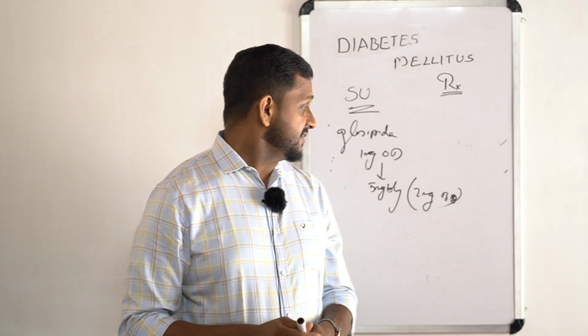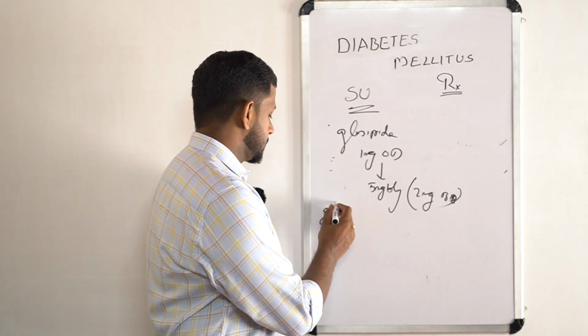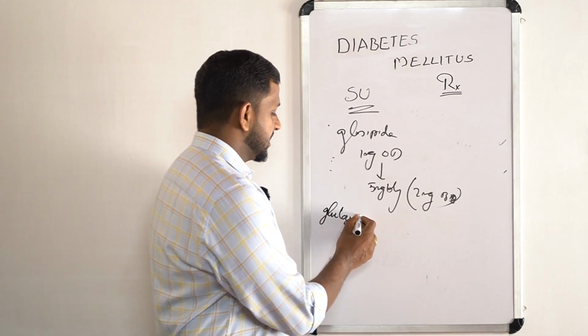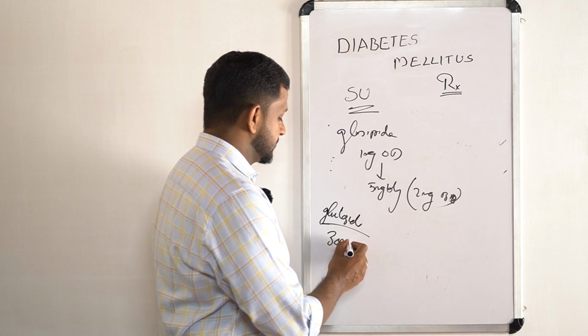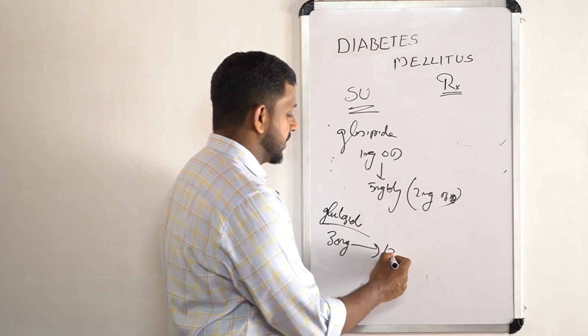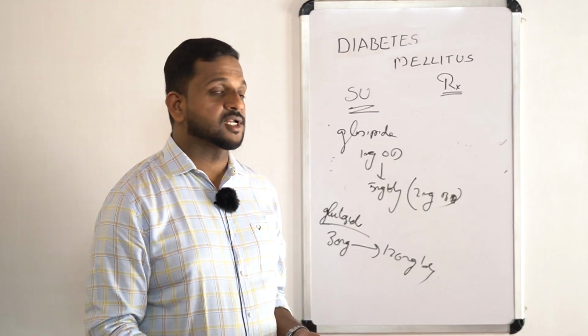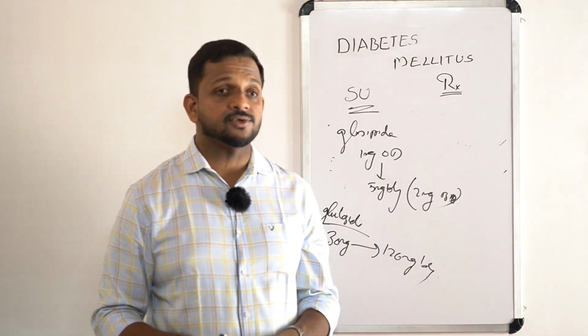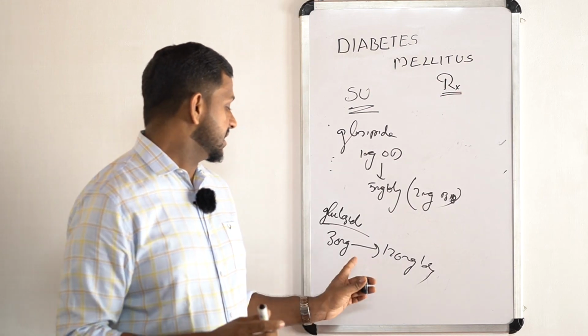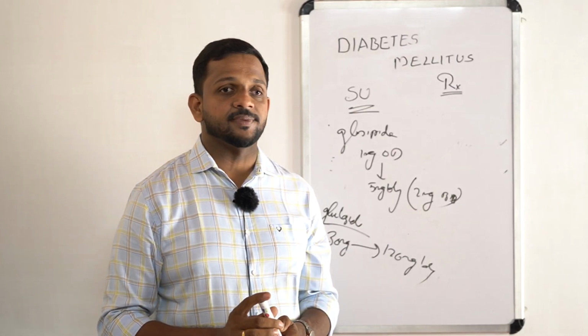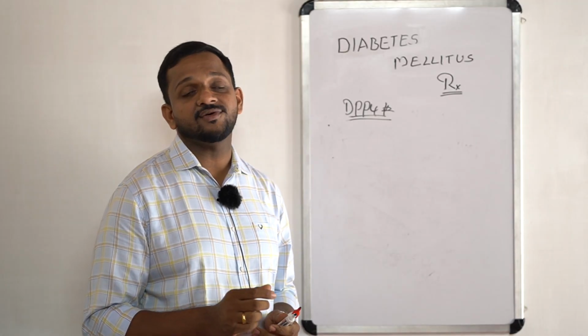And if it is gliclazide, start with 30 mg per day and we go up to 120 mg per day. Just remember the dose of these two drugs. Glimepiride is 1 mg OD to 2 mg BD, then gliclazide is 30 mg per day to 120 mg per day. We will discuss the action of DPP-4 inhibitors.